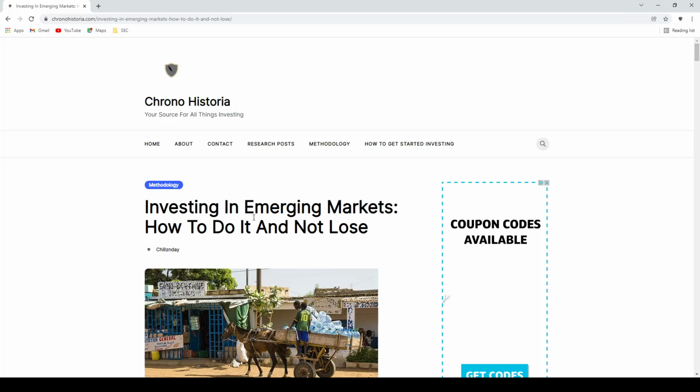Today we're going to be talking about the methodology of investing in emerging markets, how to do it and not lose. A lot of people understand that emerging markets are a very great way to generate alpha in your portfolios. However, a lot of people fail to understand the risks associated with emerging markets and how to best create a position in a portfolio.